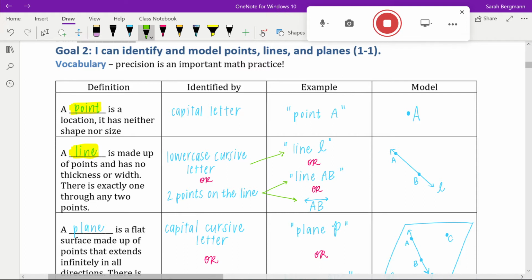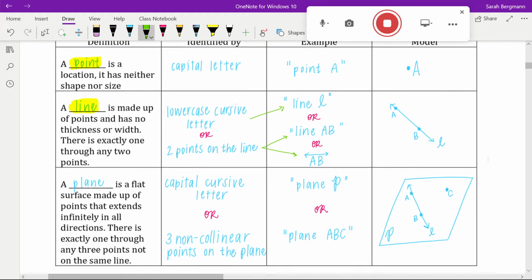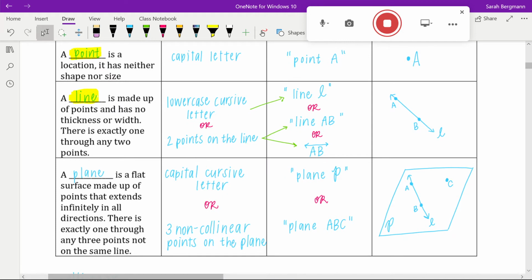You draw a line with arrows on the ends of the line, and you put the name near the end of one of the ends of the line by one of the arrows. Obviously, a line doesn't actually have an end, but we can't draw it forever. That would be impossible.